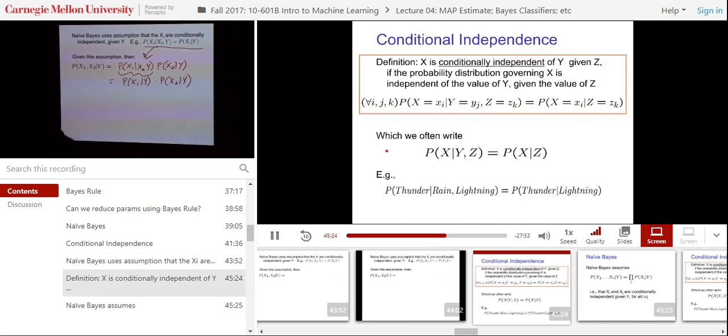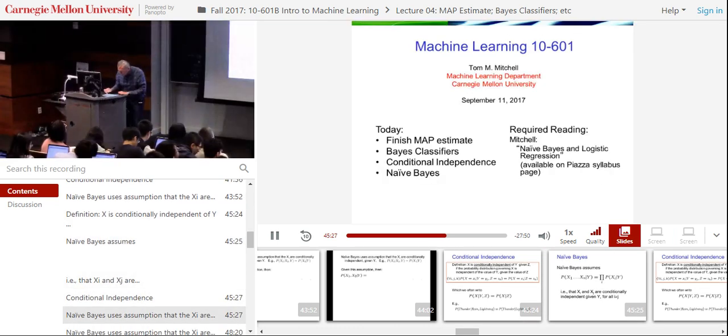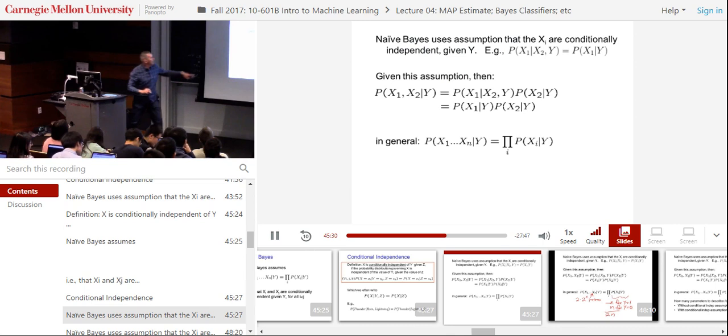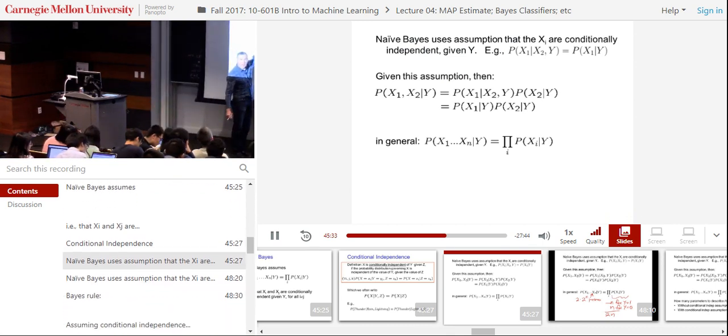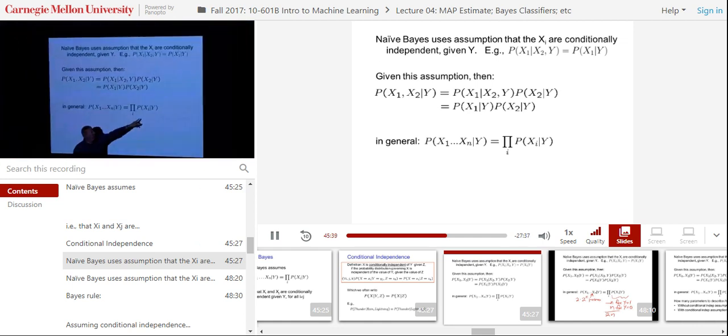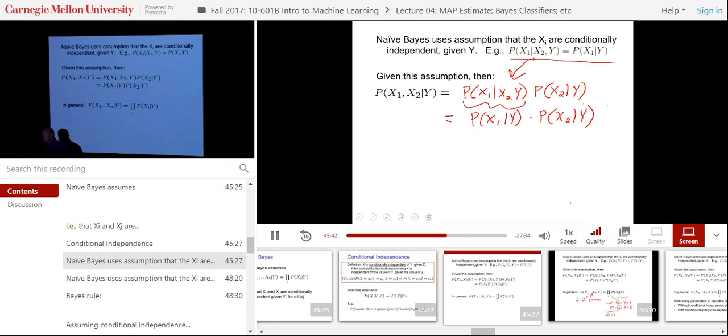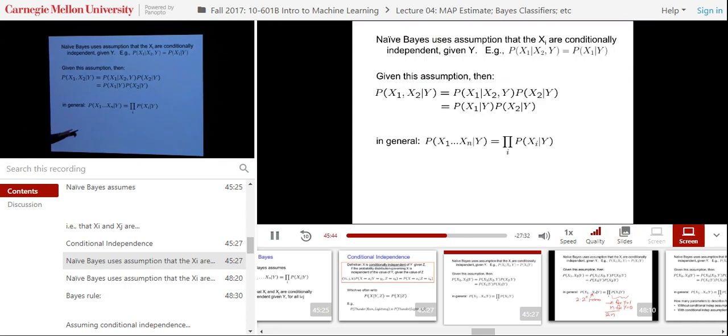And so in general, we're going to make the assumption that all the xi's are conditionally independent given y, and therefore this term can be expressed just as the product of many simpler terms. But now the beautiful thing is, whereas before we needed roughly 2 to the n parameters to represent this, actually 2 times that, because we need one for the case where y equals 1 and one for the case where y equals 0.